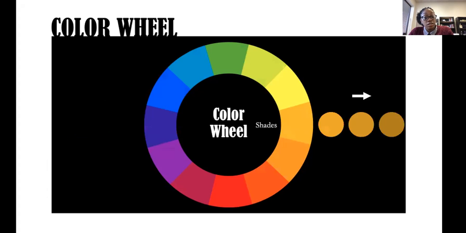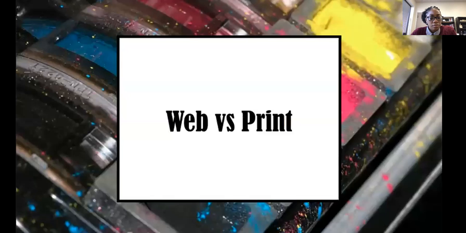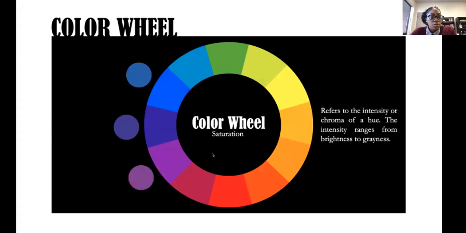Then you have shades, which go from light to dark, and that's just adding black to the color. Then you have saturation, which is about the intensity of a color. It can be bright, or you can add gray to it, so it makes it duller. And that's also what's called muted colors.